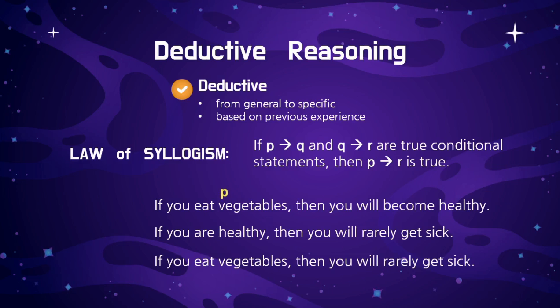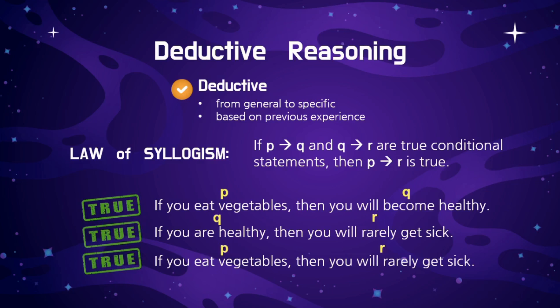Yan. This is our P. Yan. This is our Q. Yung Q, naging hypothesis. Nagkaroon tayo ng new conclusion na R. Then, pwede natin ngayon ipag-connect yung P and then yung R. Okay? So, all of these statements are true. Yan. So, this is an example of law of syllogism.